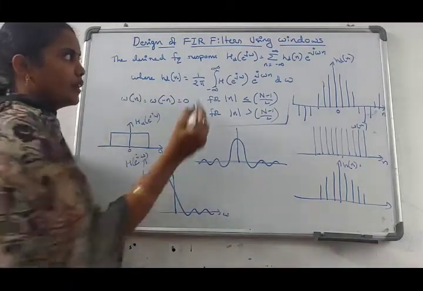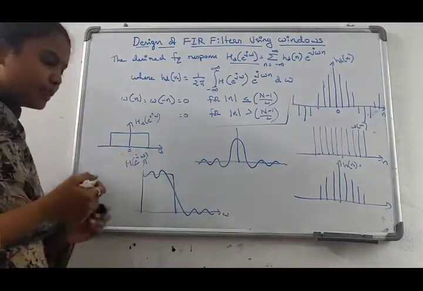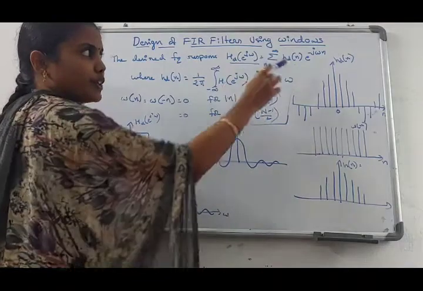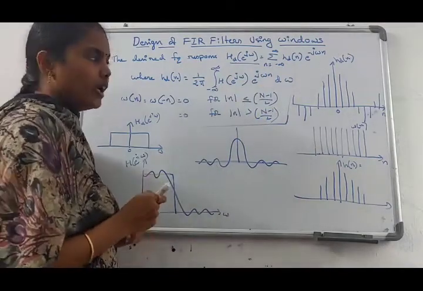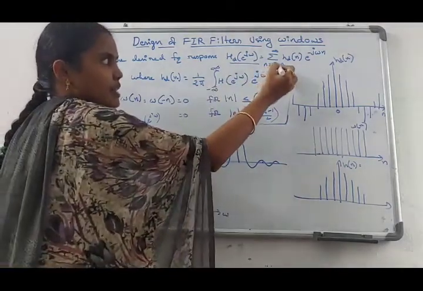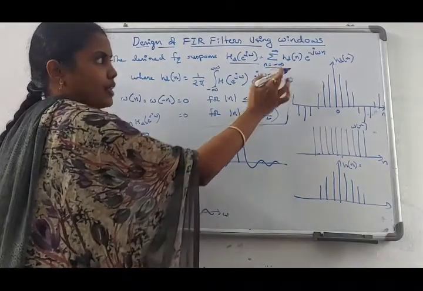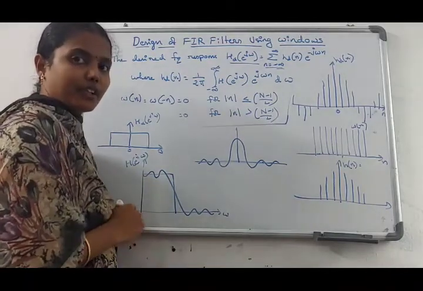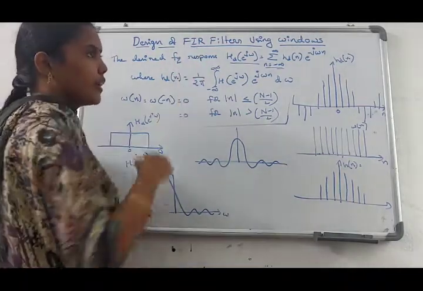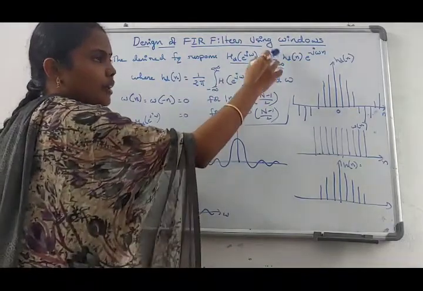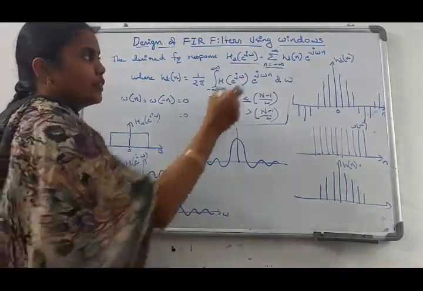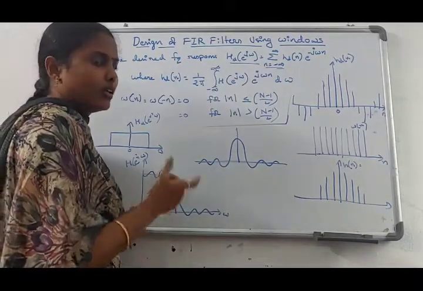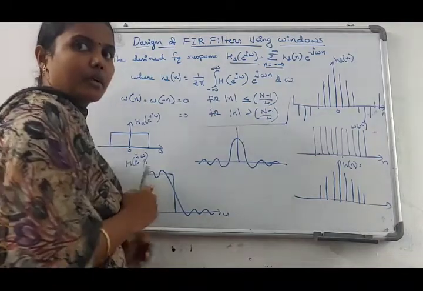Hd of e power j omega is the desired frequency response, which is equal to the summation from n equals minus infinity to infinity of hd of n e power minus j omega n. Here the range is infinite, from minus infinity to infinity. But we have to design FIR filters. FIR filters are of finite range, but here it is an infinite range. If you use this minus infinity to infinity, there are oscillations in the pass band and stop band.